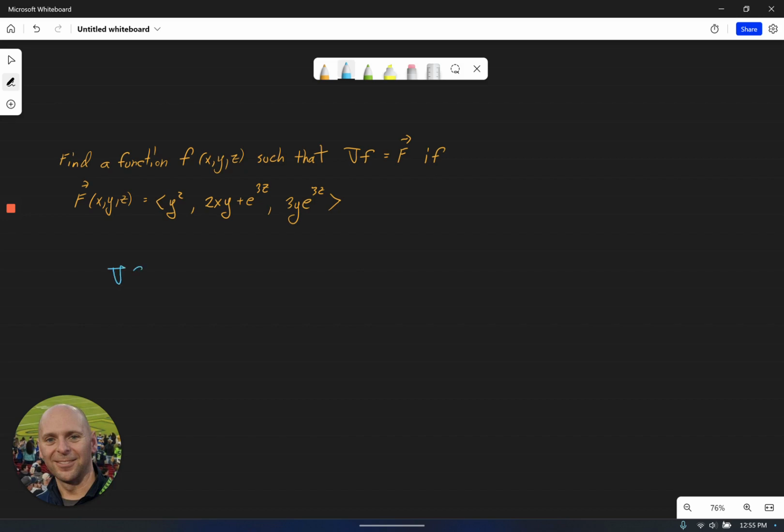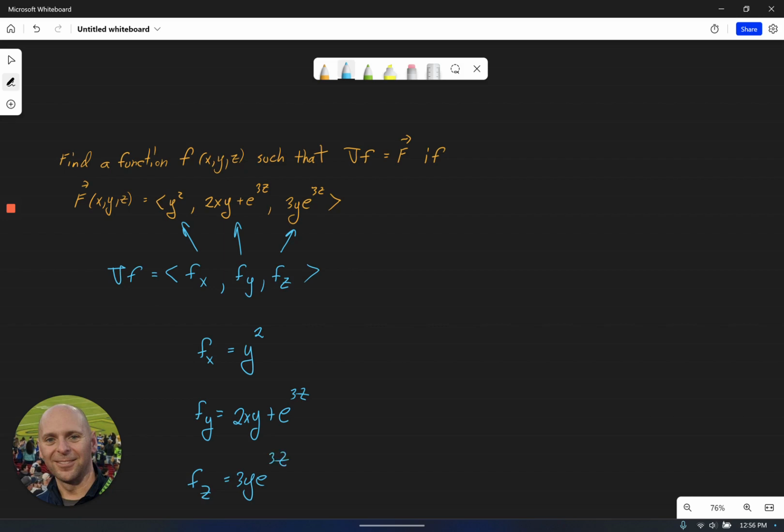So if I take the gradient of f, it's supposed to be equal to the field, and we do that by taking the partial of f with respect to x, y, and z. And we then see these particular quantities represented in the vector field itself. So the partial of f with respect to x is given as y squared. We also have that the partial of f with respect to y is given as 2xy plus e to the 3z. And finally, the partial of f with respect to z then is equal to 3y e to the 3z.